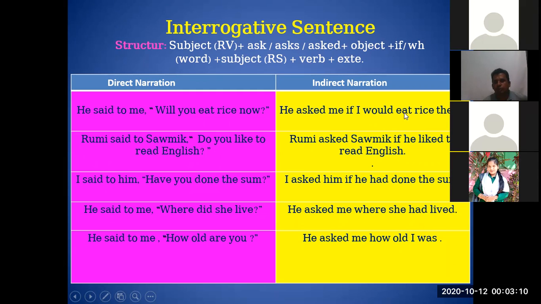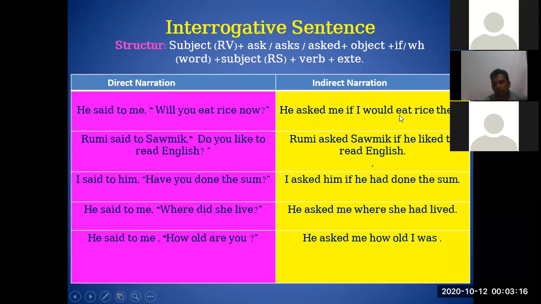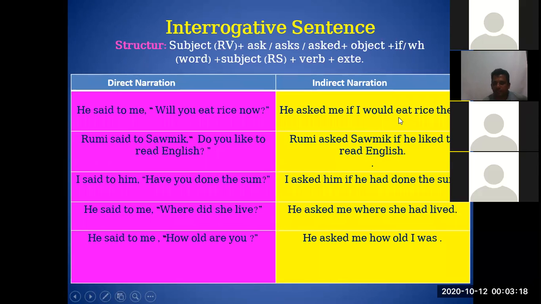Because before the main verb there is a modal verb, that is would. We know after modal the main verb remains unchanged.